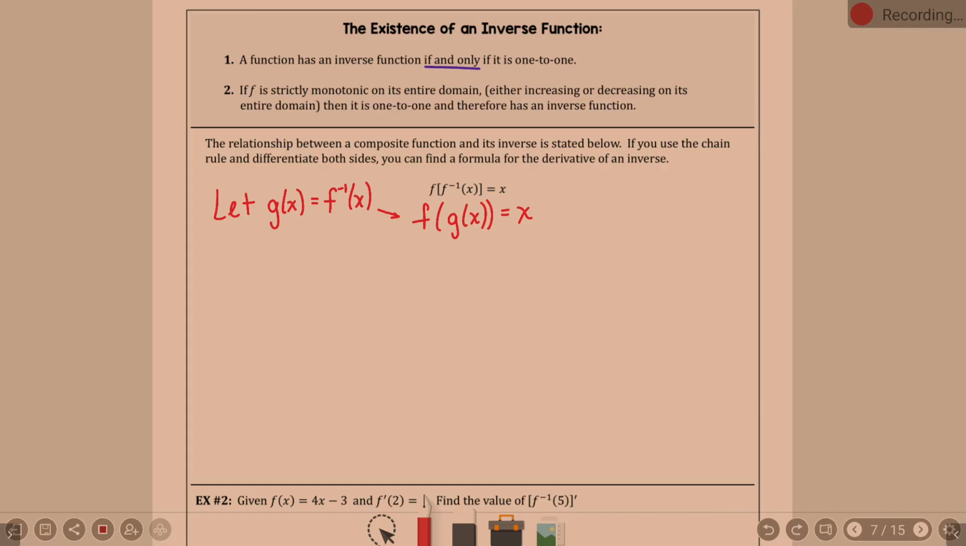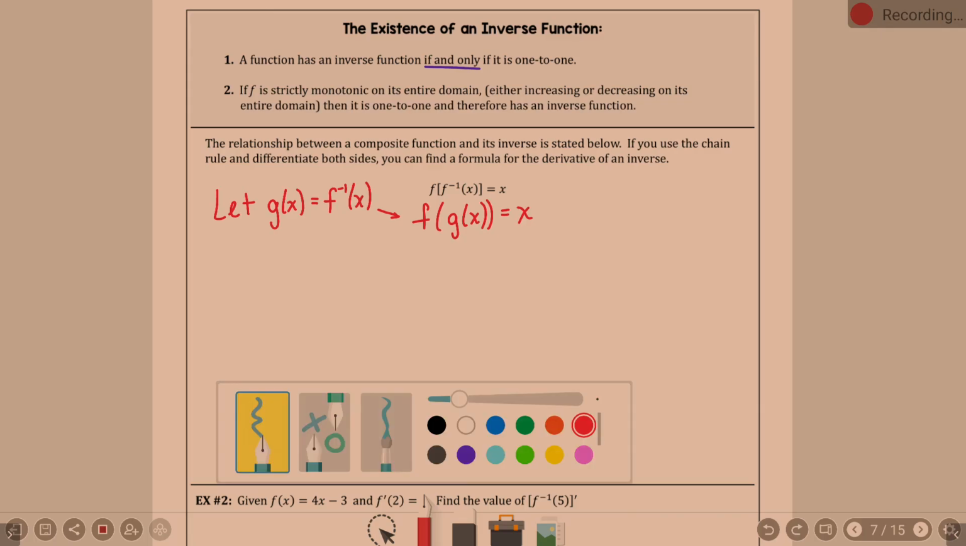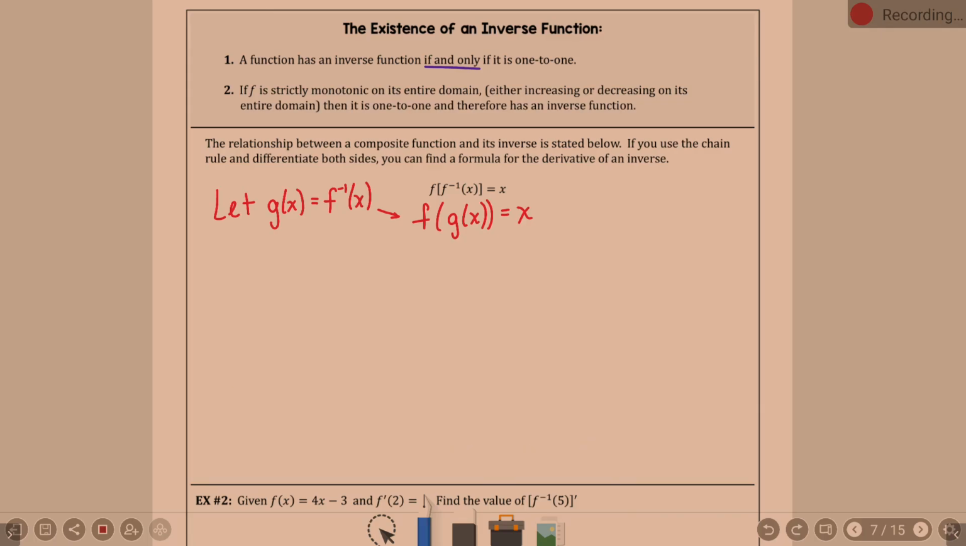Now, we're going to start by taking the derivative. I'm going to write d over dx, telling myself to take the derivative of f of g of x, and that's going to equal the derivative of x. All I'm showing here is that we're going to take the derivative of both sides. We're going to differentiate. That's what that d dx means.